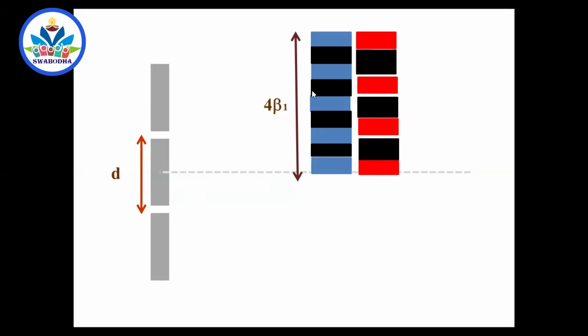So this is n beta. This is m beta for another one. Betas are different. So this is 3 beta 2. That means 4 beta 1 must be equal to 3 beta 2. The distance of 1 beta, 2 beta, 3 beta of red and 1 beta, 2 beta, 3 beta, 4 beta of blue must be same. That's how we have to proceed.